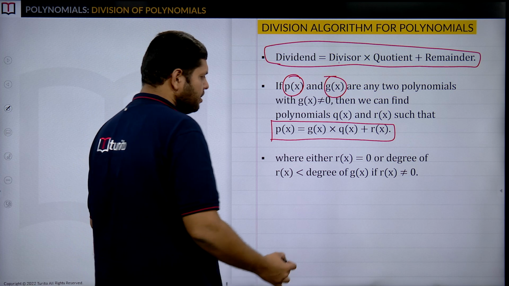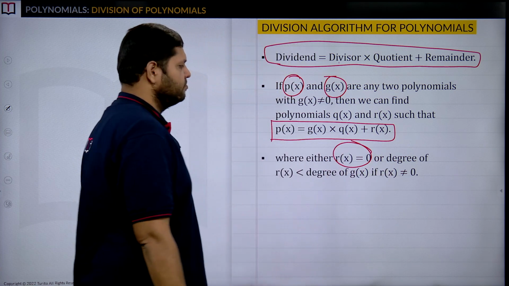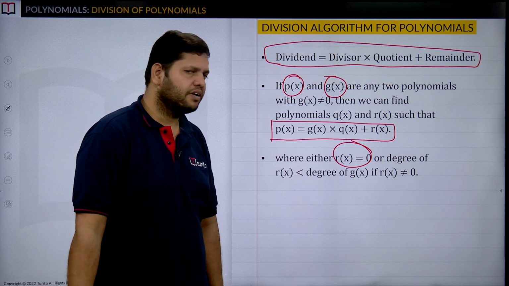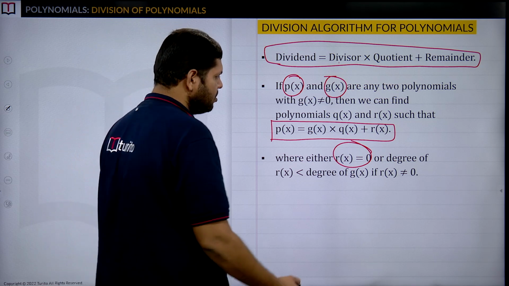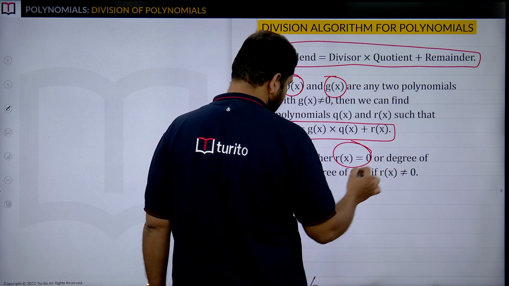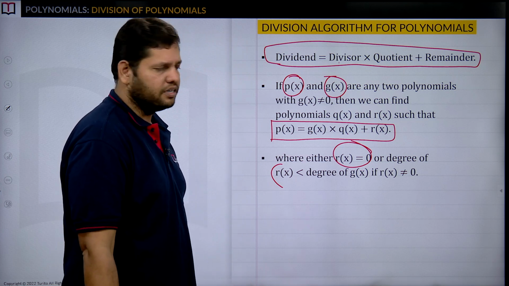Then children, remember, the remainder r of x is equal to 0. Actually, if r of x is equal to 0, what can we say? It is easily divisible, isn't it?